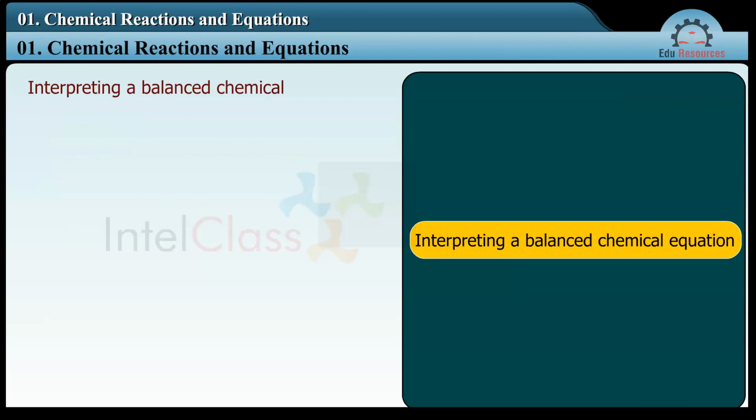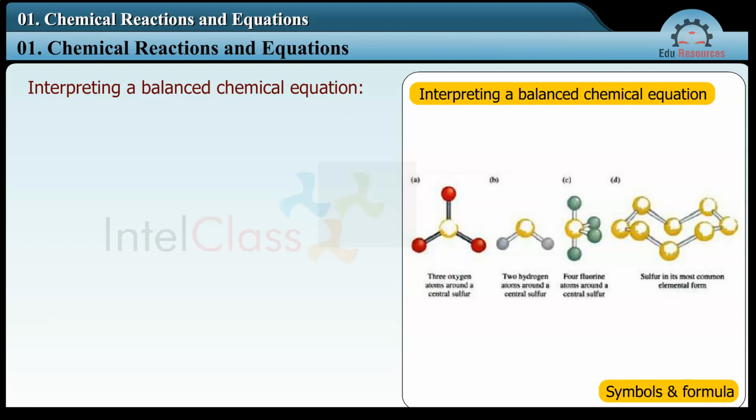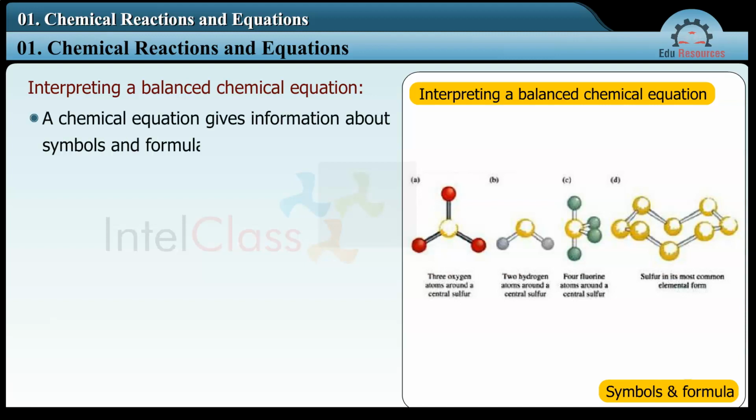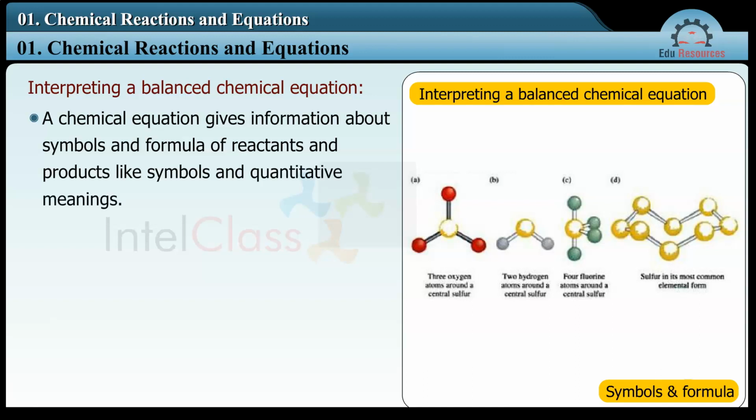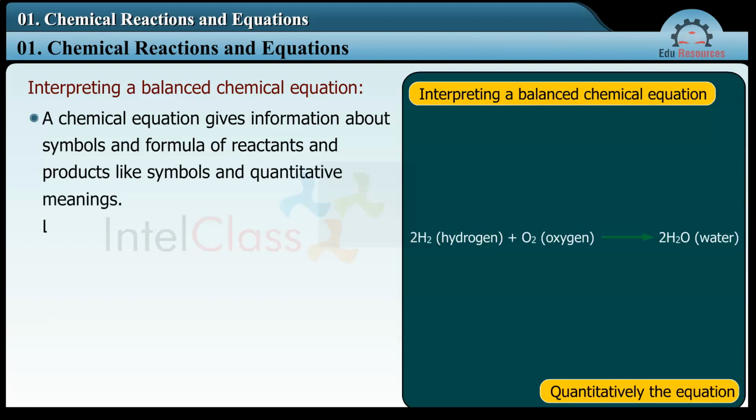Interpreting a balanced chemical equation. A chemical equation gives information about symbols and formulae of reactants and products. Like symbols and formulae, a chemical equation conveys both qualitative and quantitative meaning. Let us consider an example.